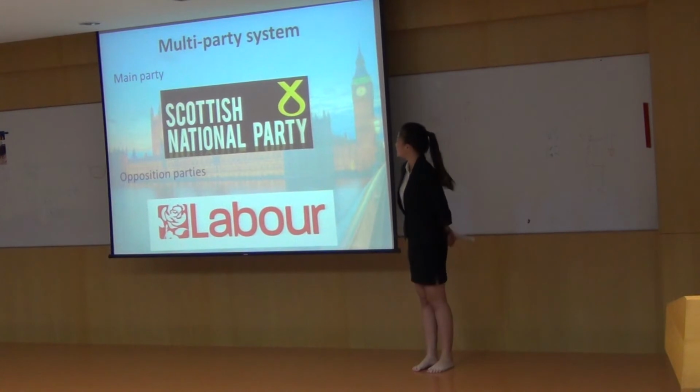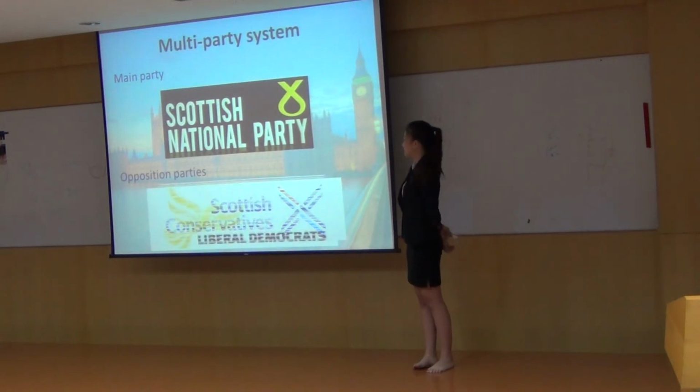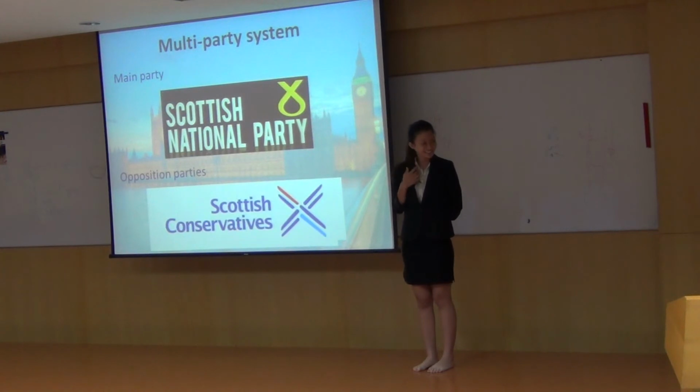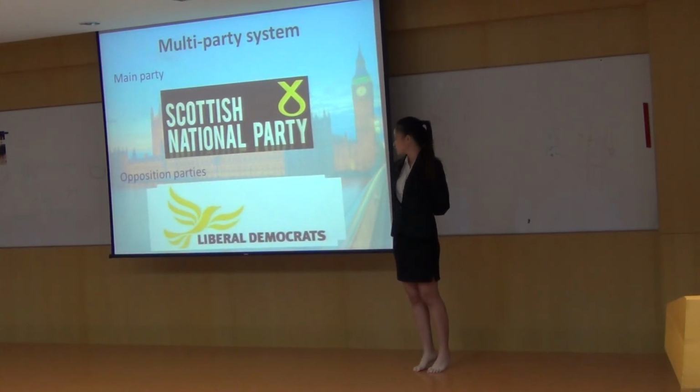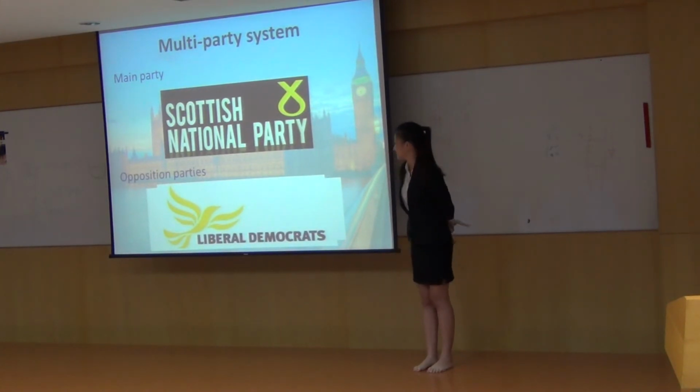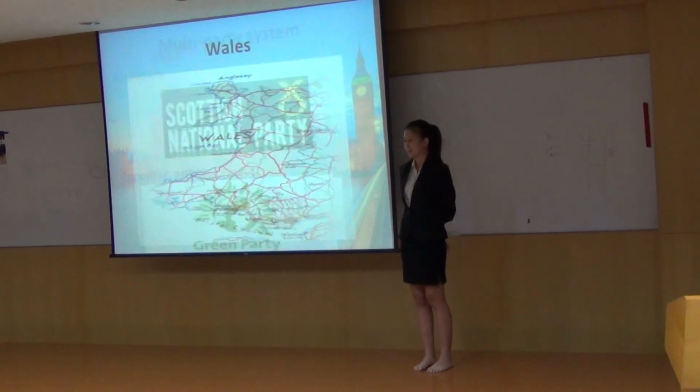Their main party is the Scottish National Party. They have 69 out of 129 seats. And the opposition parties are the Labour Party, the Scottish Conservatives, the Liberal parties, and the Green Party.